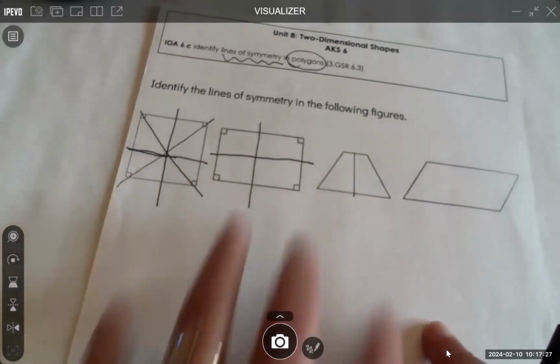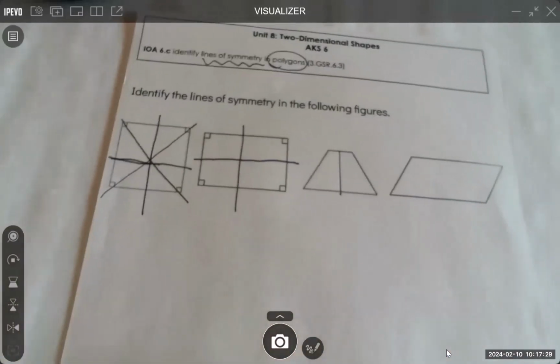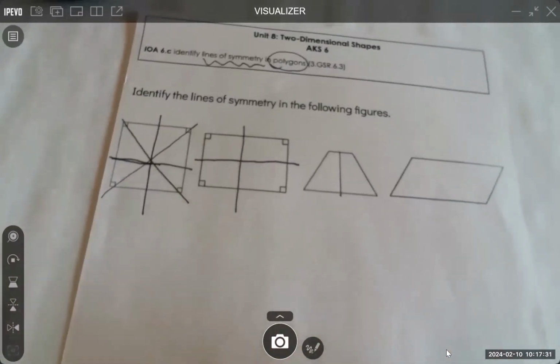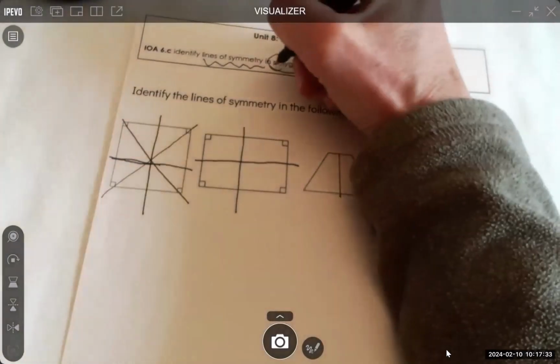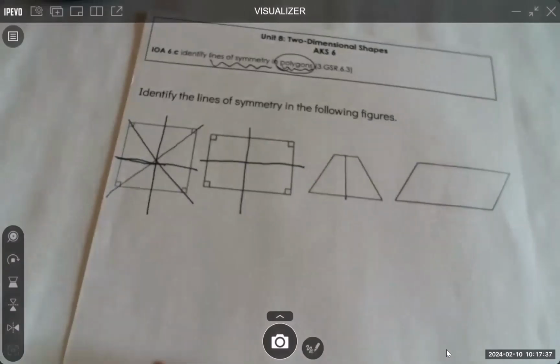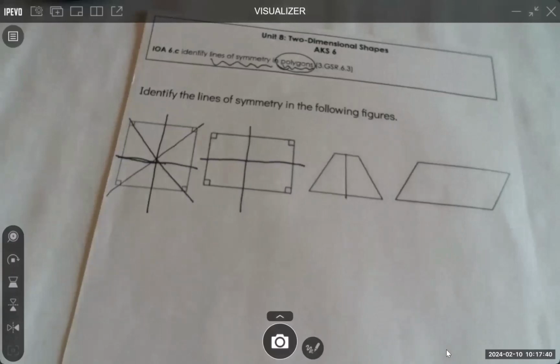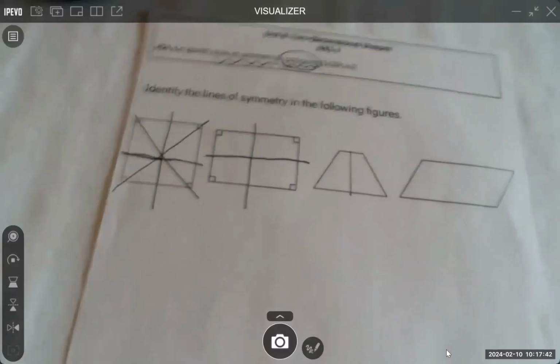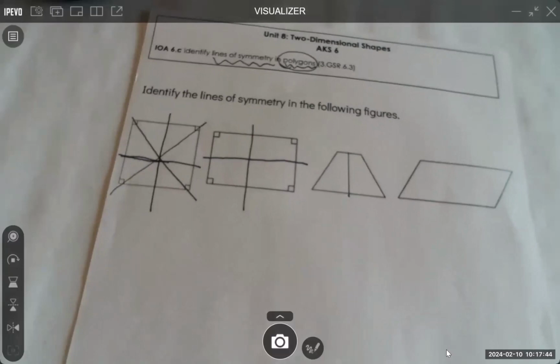All quadrilaterals will be focused on in working with symmetry, and it is with all polygons as well. So they will be exposed to hexagons, pentagons, and triangles to determine symmetry as well. For more information, you can go to our Analyzing the Standard document and find out some more.